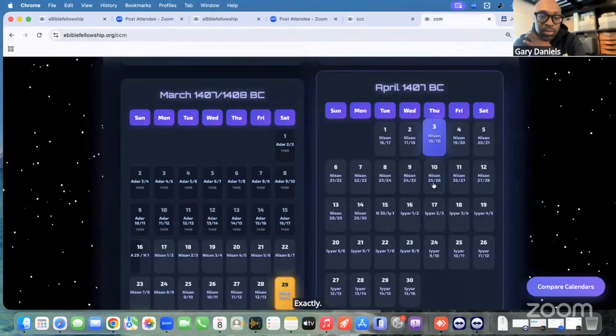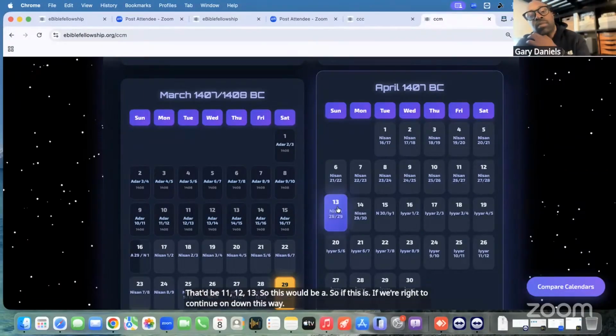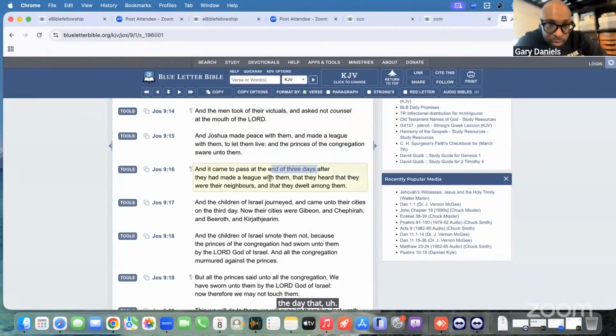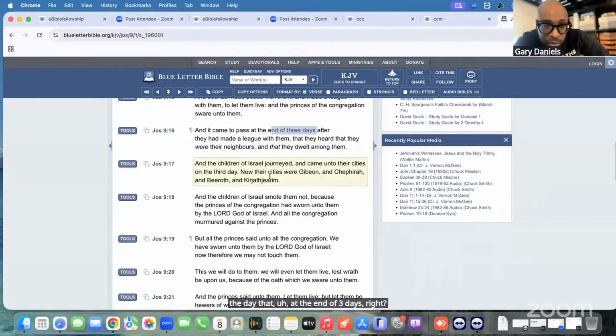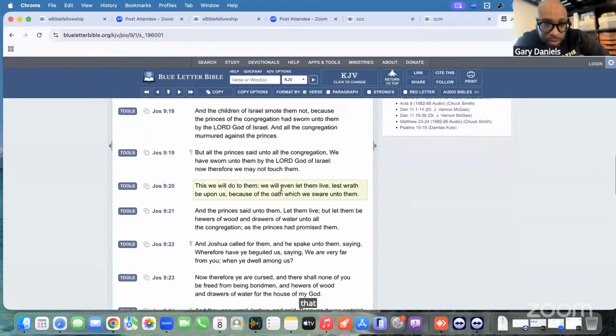So the evening time is when those kings were hung on the 10th, right? So then it'd be the 11th if it's just the next day that this is happening. It's not exactly clear, but if it was the 11th, that'd be 11, 12, 13. So if we're right to continue on down this way, April 13th would be the day that at the end of 3 days, right? And they smote them not because of the oath that they had mentioned, right?